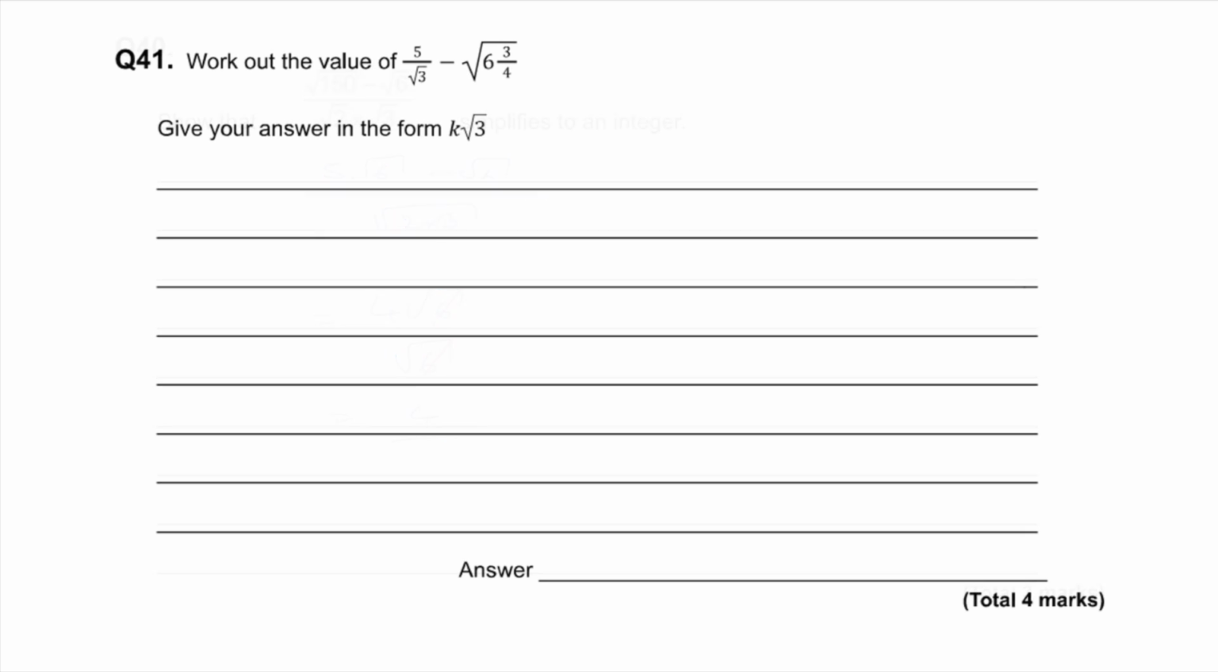Okay. Question 41. Work out the value of 5 over root 3 minus the square root of 6 and 3/4. Give your answer in the form k root 3. Okay, I think I'm just going to do the same thing as I did earlier. I'm going to work on those two separately first, and I'm going to bring them back together again, reunite them after I've simplified them down a bit.